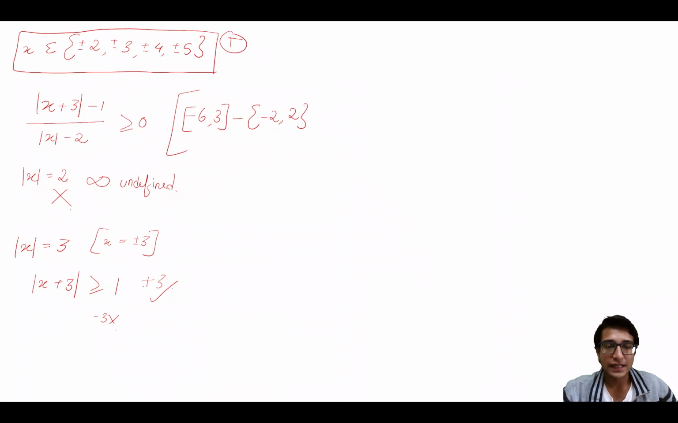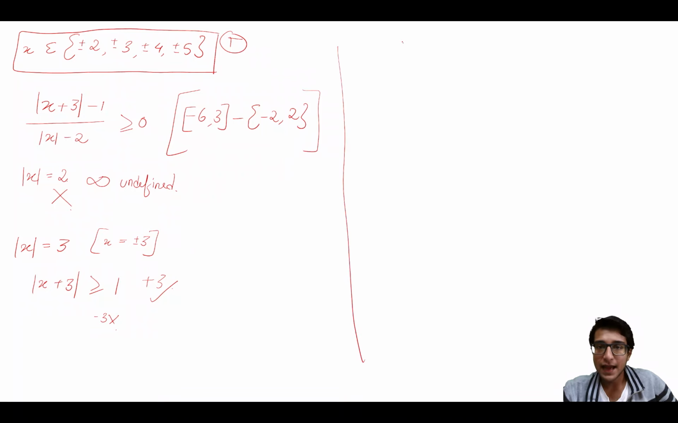Now 3, I'll check whether it is included in this range or not. Yes, 3 is included. So 3 becomes one of my answers. That means in my S set, one of the elements is 3.